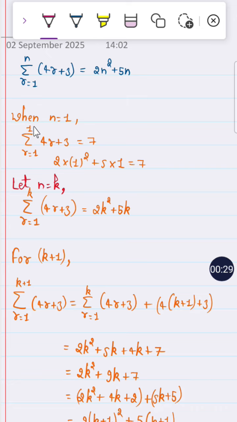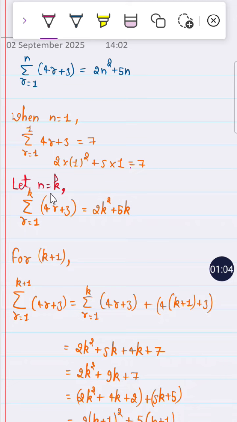So let me first take, in the induction method, n equals 1. For n equals 1, is this true or not? When you take n equals 1, then r equals 1 to 1, so 4r plus 3 equals 7. And 2n square plus 5n, with n equals 1, is 2 times 1 square plus 5 times 1, which equals 7, right? So both sides equal 7, so it is true for n equals 1.